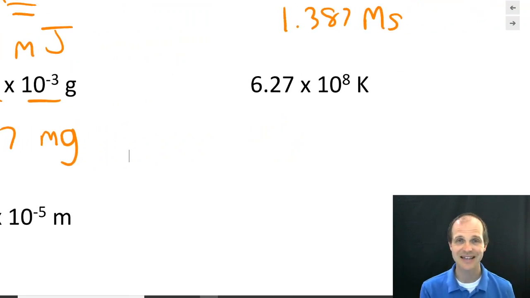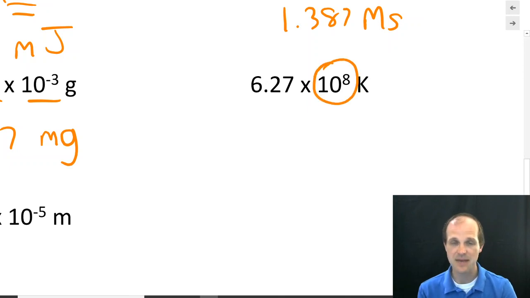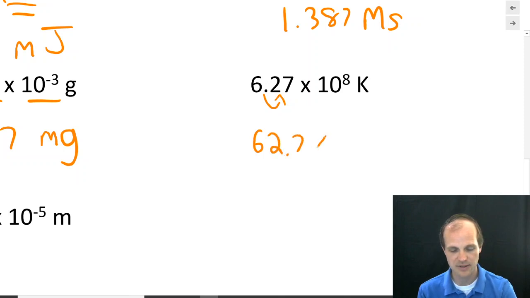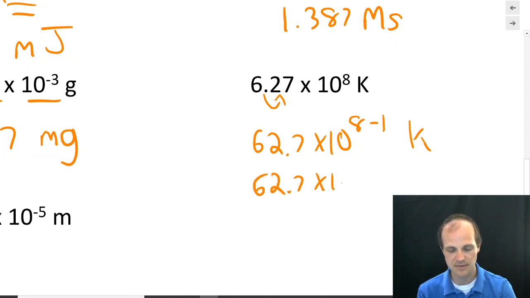6.27 times 10 to the 8th K. Remember, K stands for Kelvin. It's a temperature unit that we'll talk a lot more about in the next chapter. What do we do? 10 to the 8th doesn't match anything on our list. So what are we going to do? We're going to move that decimal point 1 to the right. 62.7 times 10 to the 8 minus 1 Kelvin, or 62.7 times 10 to the 7th Kelvin.